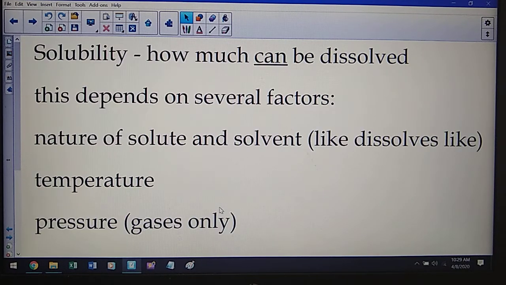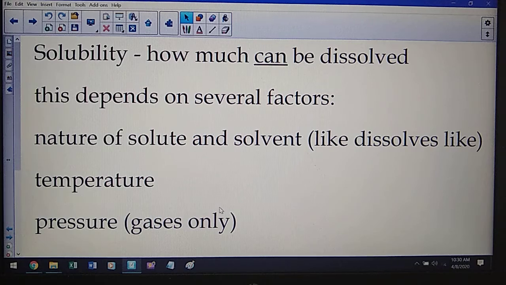In comparison, solubility is how much could be dissolved. It doesn't say it is being dissolved right now, that's concentration, but what is it capable of holding? Now, how much is actually able to be dissolved into a solution depends on a lot of different factors, and it is unique for every solute-solvent combination. But the nature of the solute and solvent plays a big part in it.